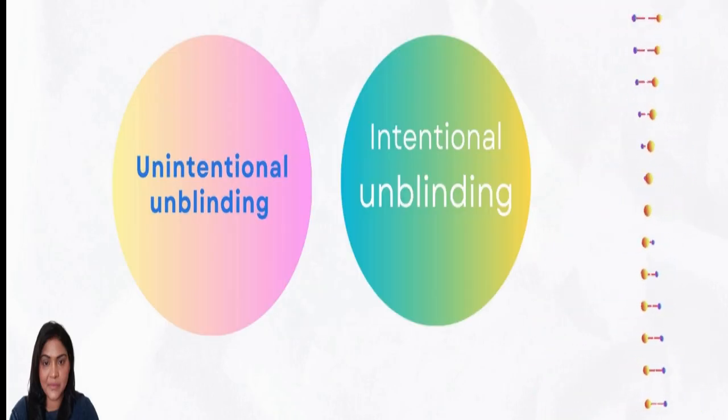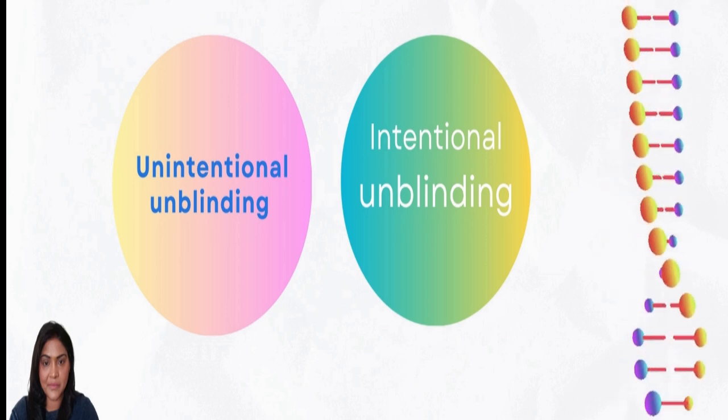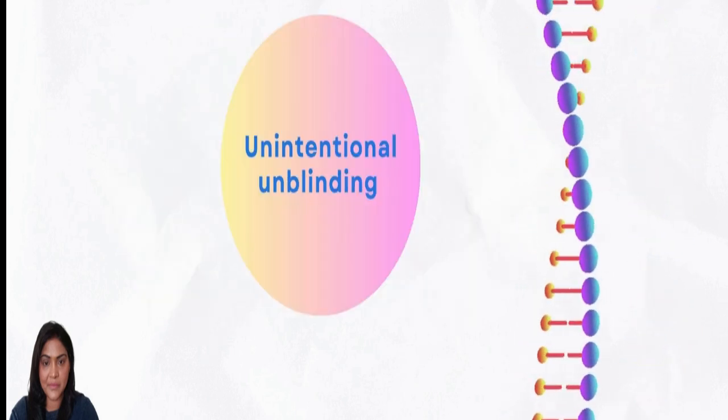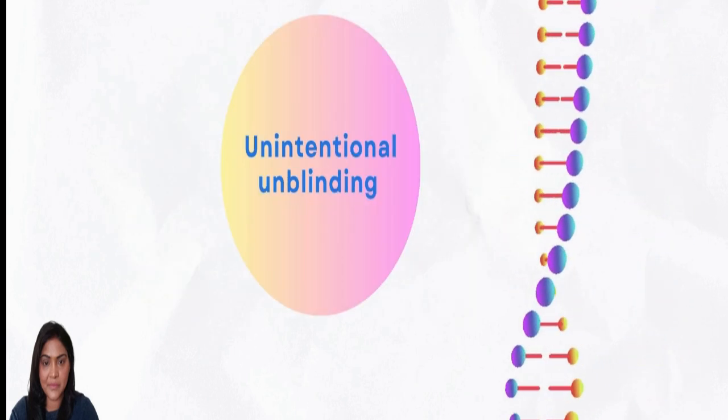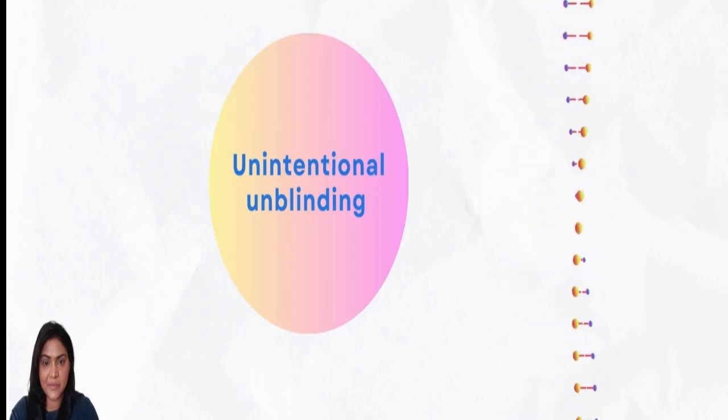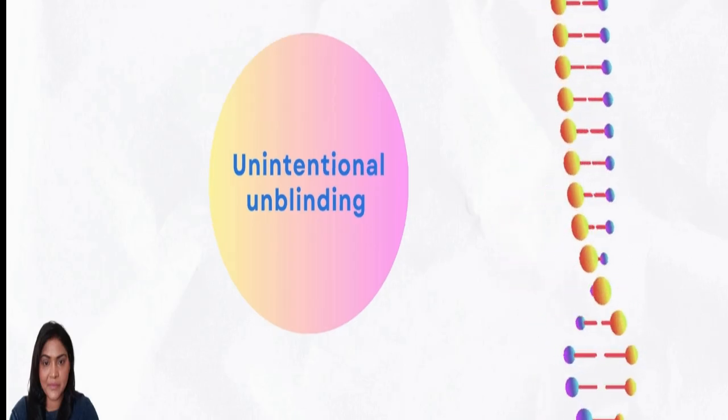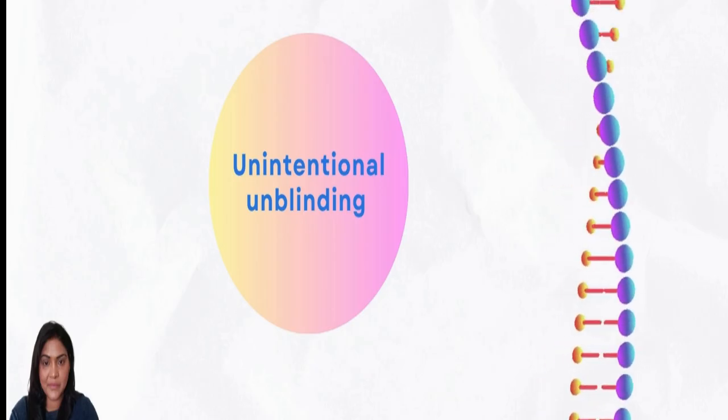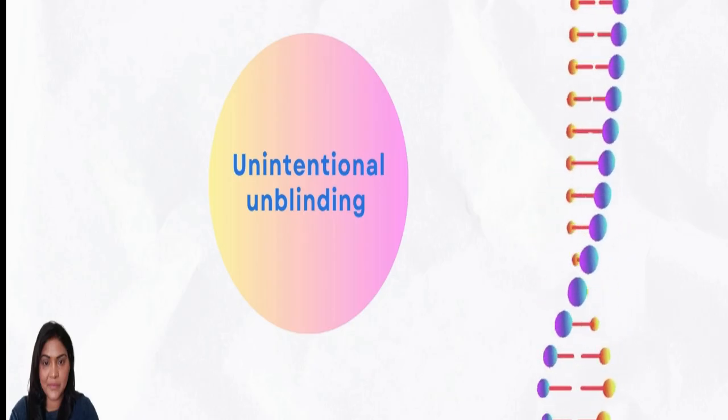Overall, blinding is a crucial methodological strategy in clinical trials to minimize biases and ensure the reliability of the study findings. Unblinding should be carefully monitored, managed, and documented to maintain the integrity of the trial.